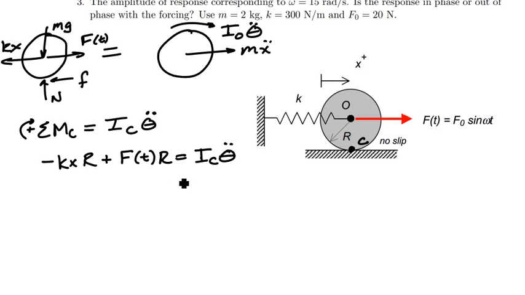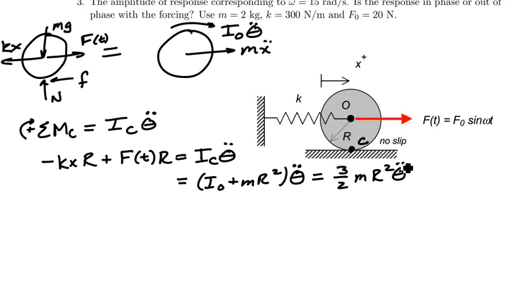Now I can help myself out here a bit by noting that I about C is equal to I about O plus m r squared by the parallel axis theorem. And then if I simply note that I have a thin disk about its center of mass is 1/2 m r squared, I can note this is equivalent to 3/2 m r squared times theta double dot.